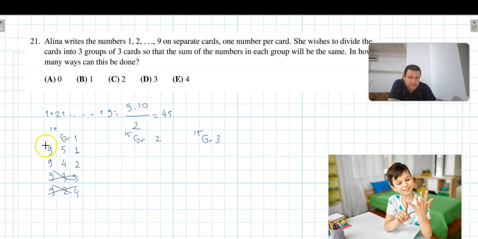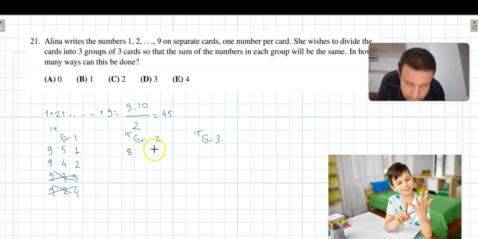Right now we started repeating. This means there are 2 possible options: 9, 5, 1 and 9, 4, 2, and the total of these numbers is going to be 15 and 15. So let's continue. I want to put 8 in this group. 8 is here, and then the remaining is going to be 7. Okay, but I cannot use 9, I cannot use 5, I cannot use 1 in this case.